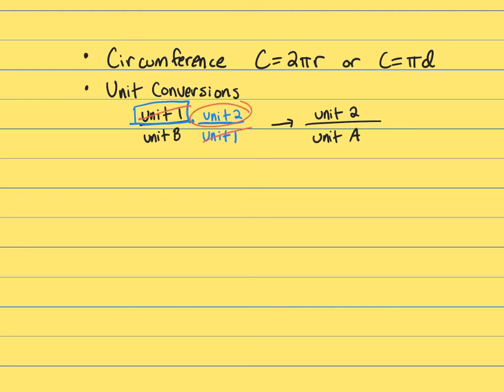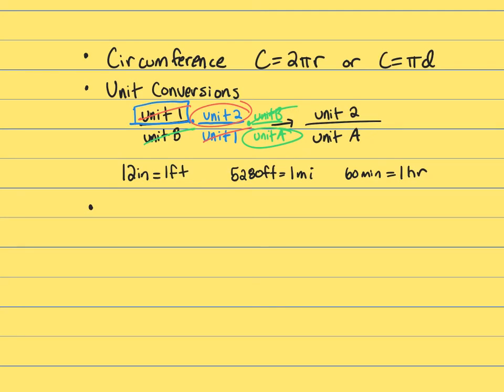Now you're going to need a separate unit conversion to convert the unit B's to unit A's. I wanted the unit B's to cancel, so I put them on the top, and now I end up with unit 2 over unit A. Now you're going to use just the regular conversion factors that you know, like 12 inches is 1 foot, or 5,280 feet is 1 mile, 60 minutes is 1 hour, etc. So those are the conversion factors you're going to use.